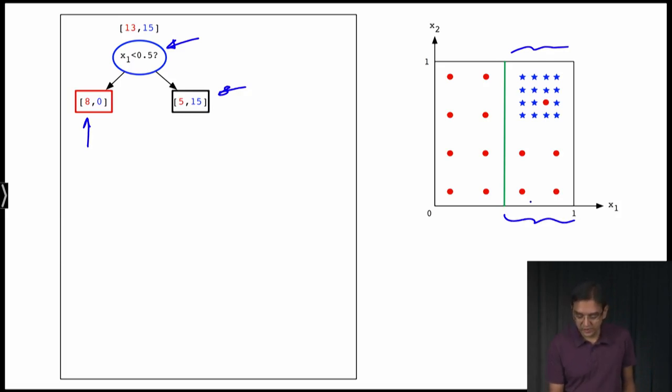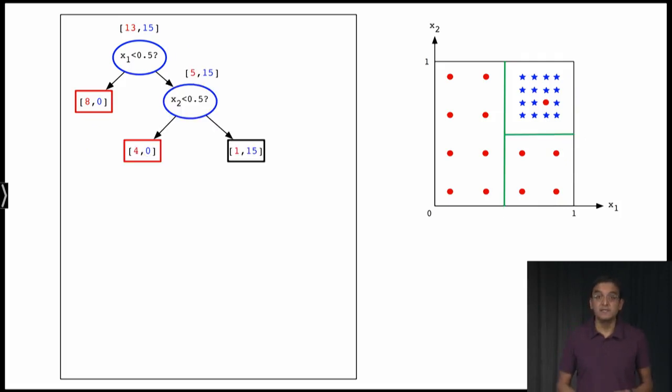In the x1 direction, we could split here, here, or here, and in the x2 direction, we could split at any of these points. We try all of them, and the best one turns out to be this. We basically split at x2 equals 0.5. And now we get a cell with 4 red points, this cell down here. We're done. Everything's perfect in that cell. And then we get a cell over here in which we have 15 blue points and 1 red point.